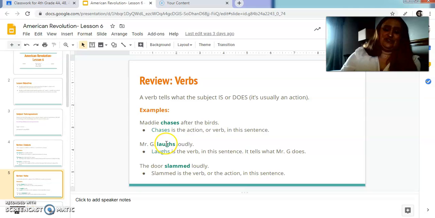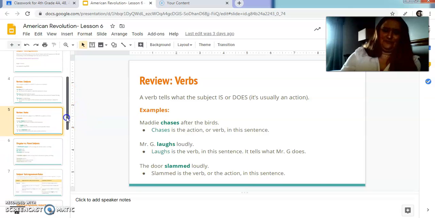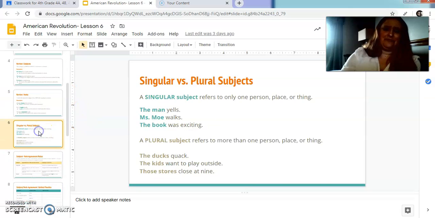Number 2, Mr. G laughs loudly. In this sentence, what is Mr. G, the subject, doing? He's laughing, right? So laughing is the verb in this sentence. And the door slammed loudly. Slammed is the verb. It's what the subject is actually doing. So the door, what's the door doing? It's slamming. Slammed is the verb or the action in a sentence. So again, this should hopefully be review and easy stuff for you.